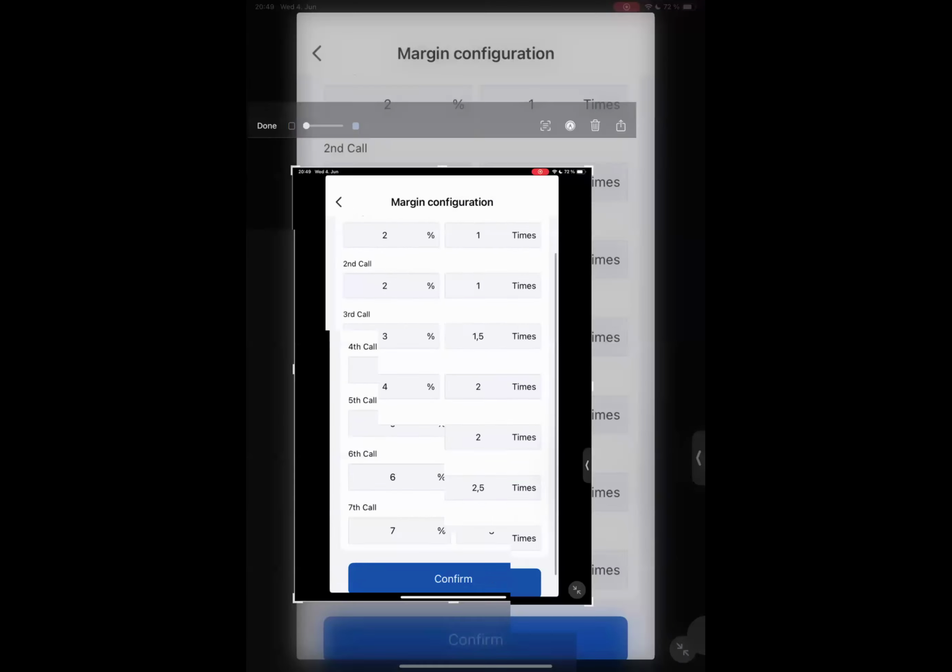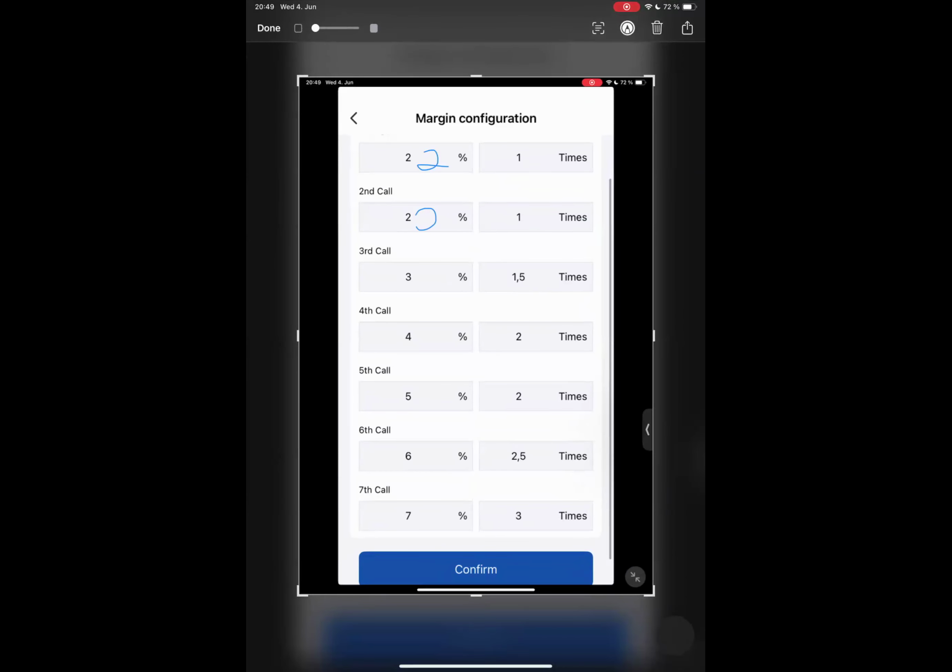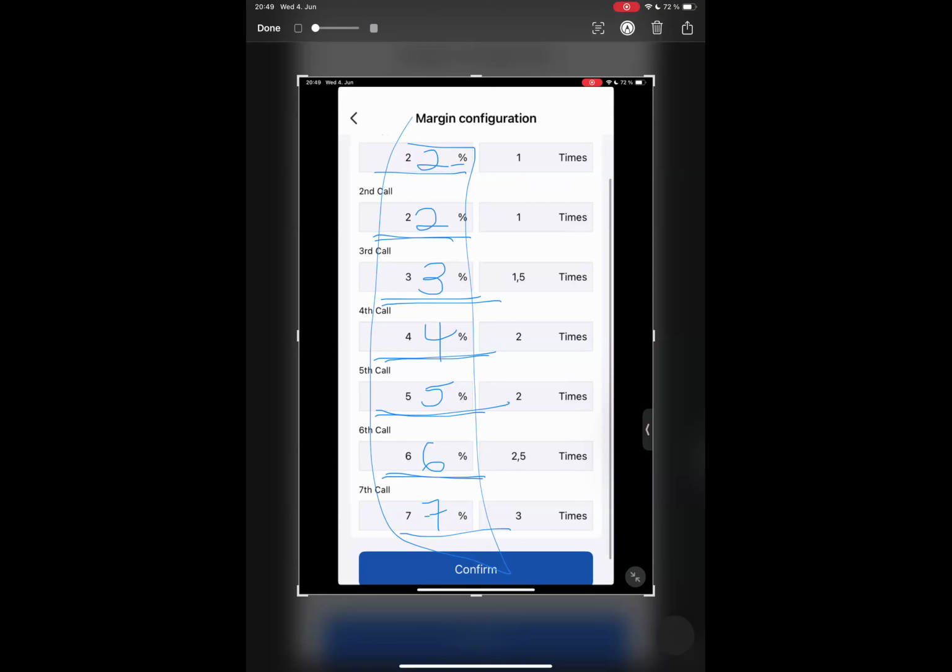The first call, 2. Second call, 2. Third call, 3%. Fourth call, 4. Fifth call, 5. Sixth call, 6. Seventh call, 7. Now, Grace, I need you to add all this together and tell me how much you will get. So 2 plus 2 is 4. 4 plus 3 is 7. 7 plus 4 is 11. 11 plus 5 is 16. 16 plus 6 is 22. 22 plus 7 is 29.